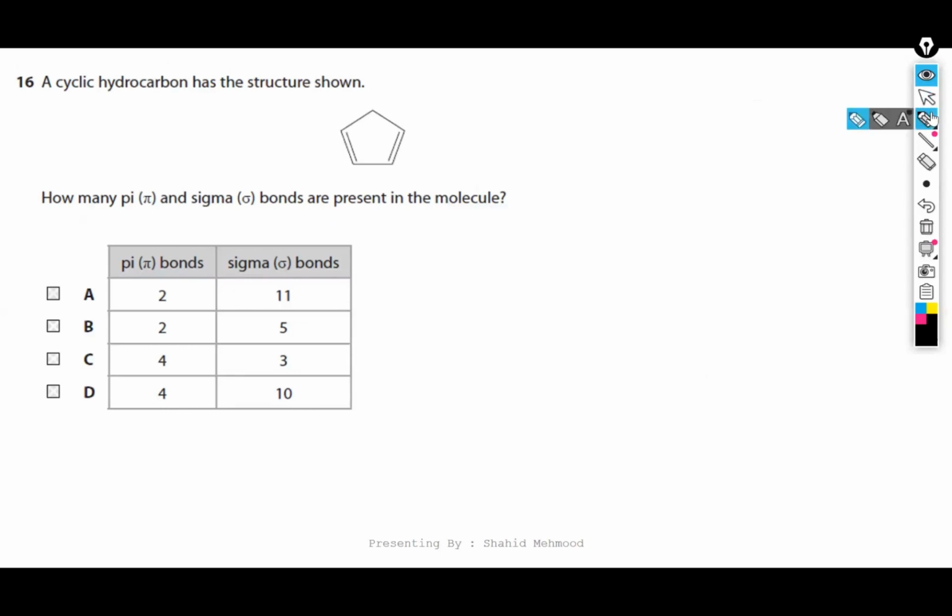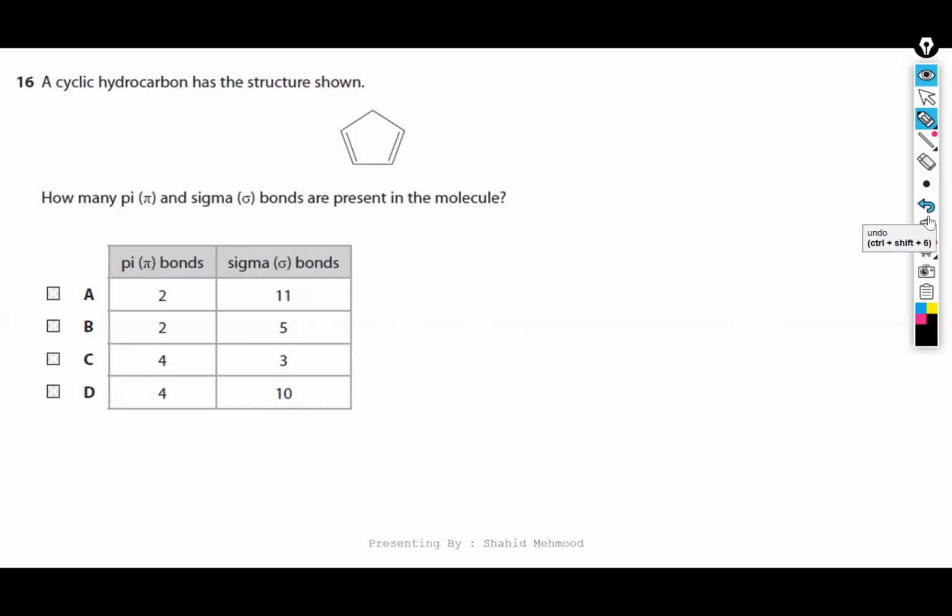A cyclic hydrocarbon has a structure shown. Skeletal formula is given. How many pi and sigma bonds are present in the molecule? Here you can see the double bonds are 2, so the pi bonds are 2, either option A or B. No need to waste time on C and D.